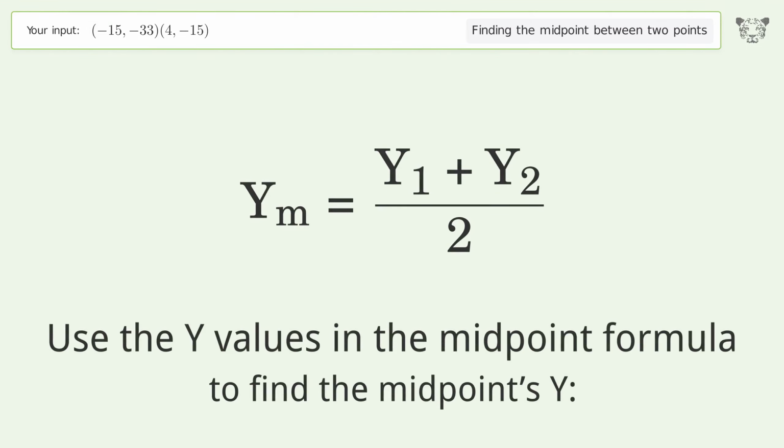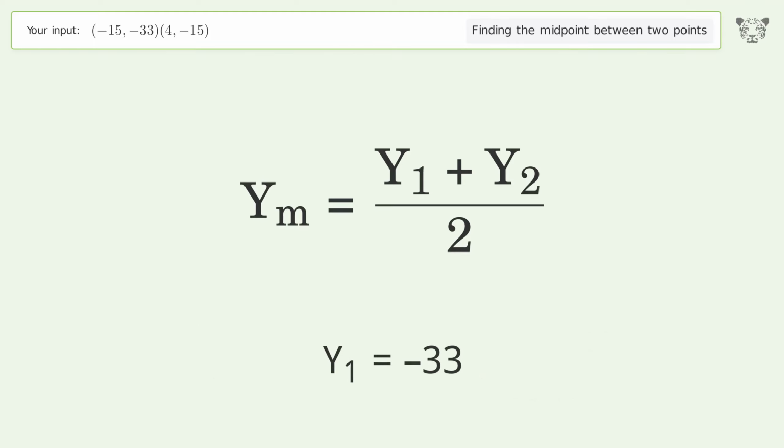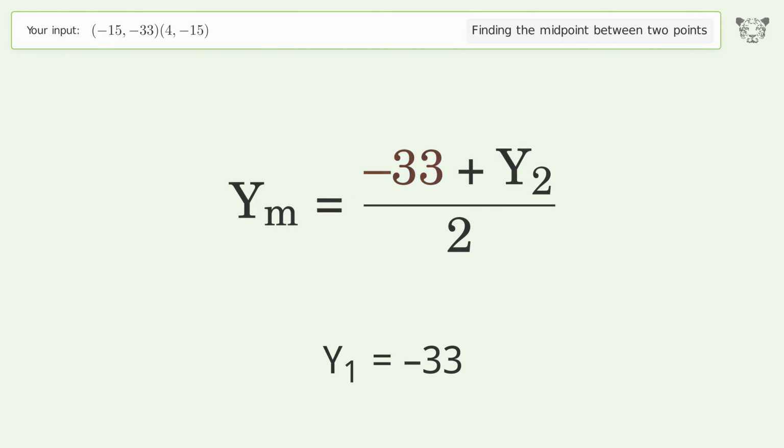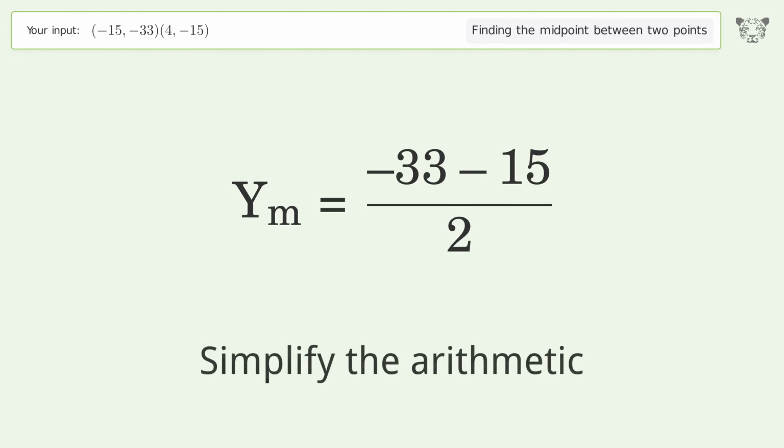Use the y values in the midpoint formula to find the midpoints y. y1 equals -33. y2 equals -15. Simplify the arithmetic.